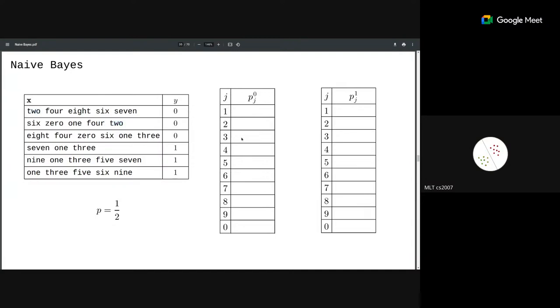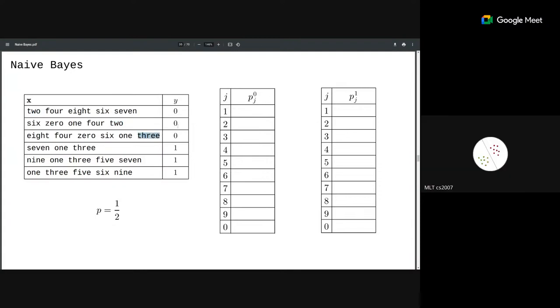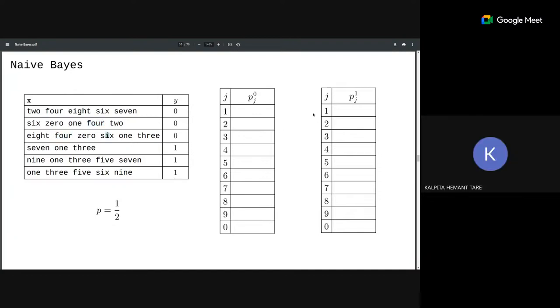What about the word 3? 1 by 3. There's only one 3 in those class 0 examples. Likewise, I hope you get the idea. What about 4? No, 4 is not 2 by 3. It's 1. So p40 is 1. You can keep doing this. You'll see that it's 2 by 3, 2 by 3, 1 by 3, 1. p50 happens to be 0, because 5 has not occurred even a single time in the examples from class 0.